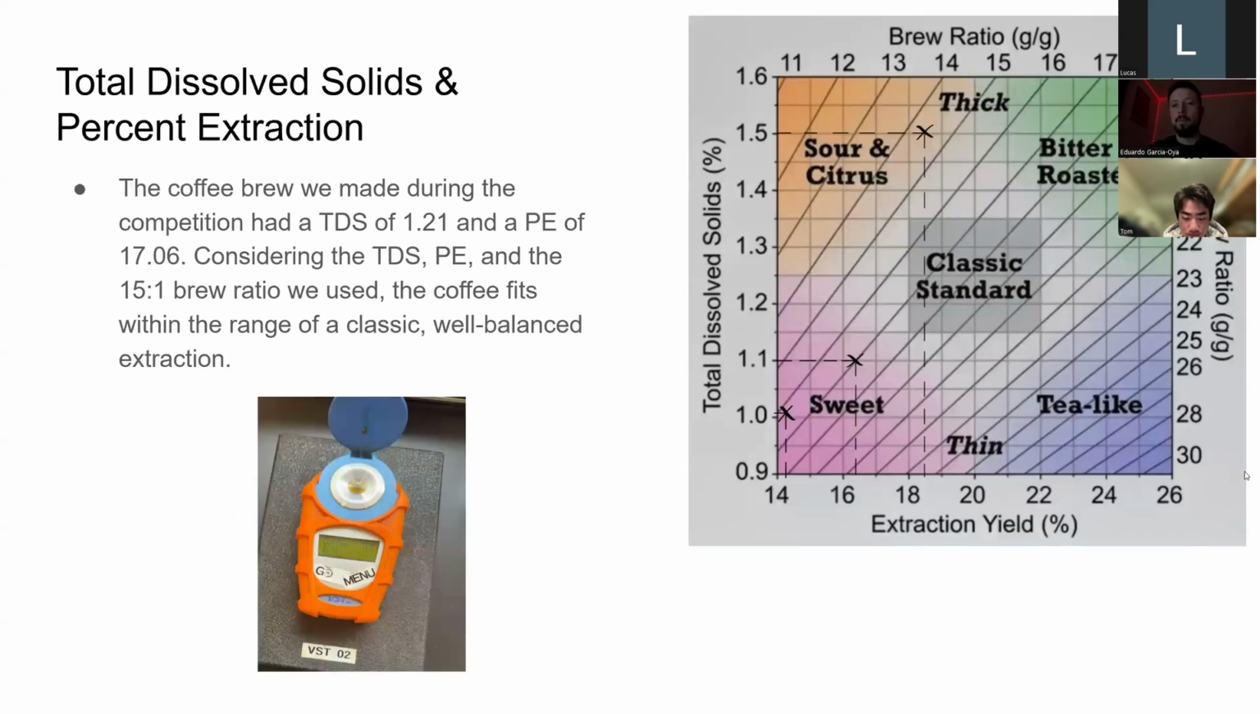In this section, I'm going to talk about the total dissolved solids and percent extraction. The coffee brew we made during the competition had a TDS of 1.21 and a PE value of 17.06. So considering the TDS, PE, and the brew ratio of 15 to 1 that we used, the coffee fits within the range of classic well-balanced extraction, the classic standard that you can see on the top right graph.